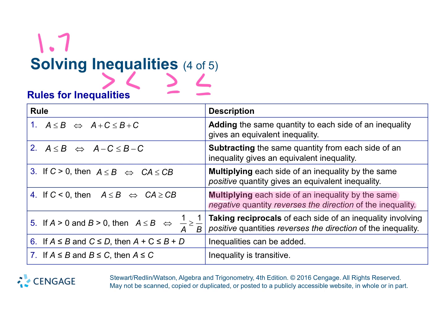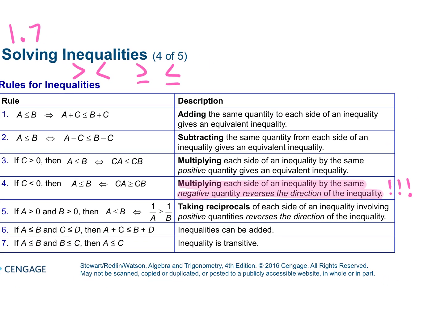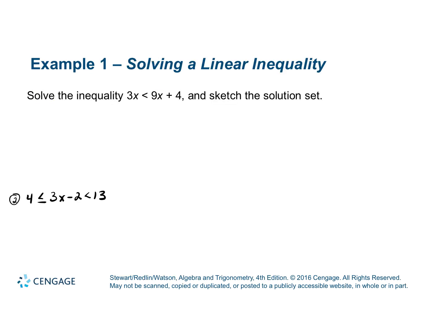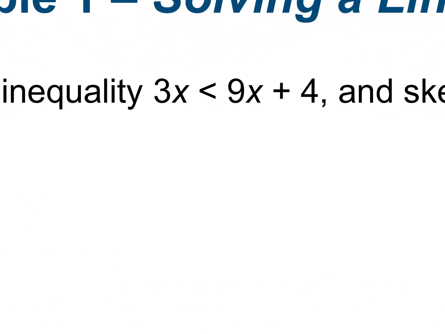So this is super, super important. If you are multiplying or dividing by a negative, you have to flip the inequality. So if it was a greater than, you got to make it a less than. So let's look at the first example at the top here.